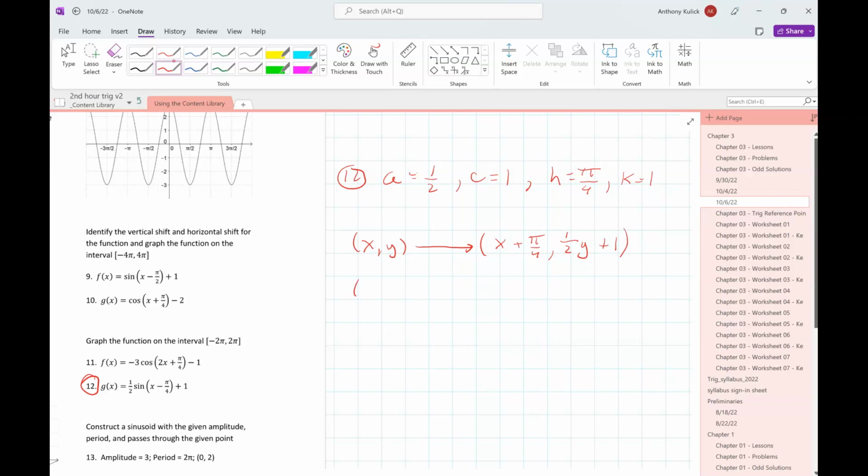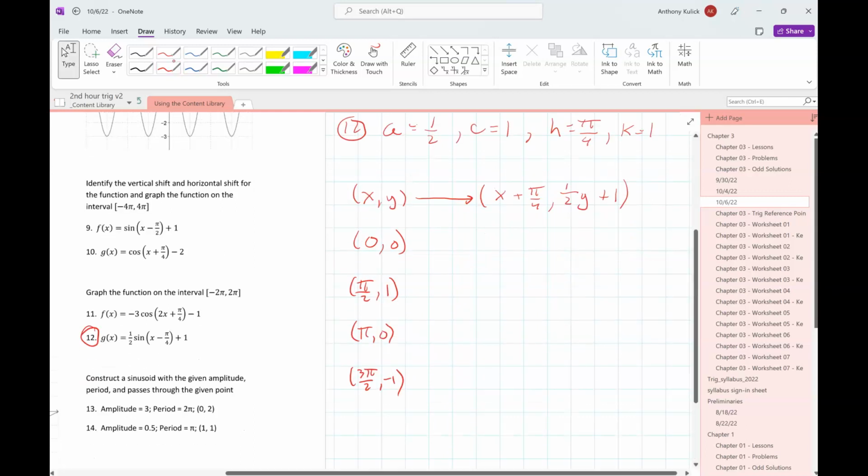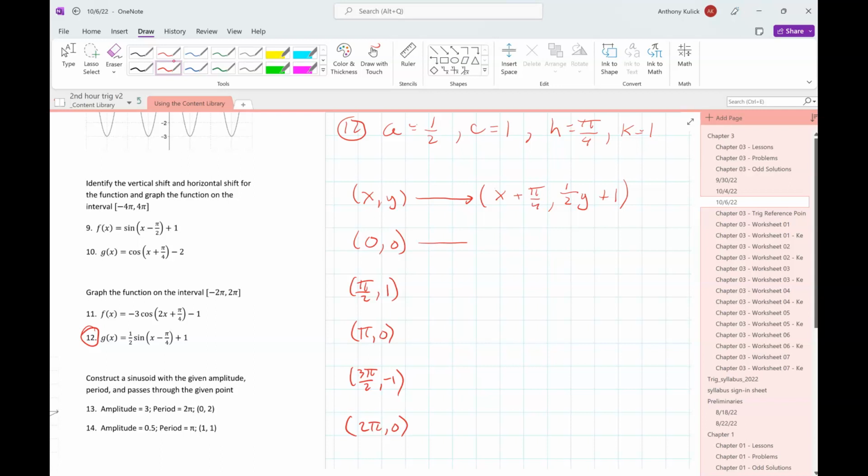Since this is a sine function, I'm going to be using the key points for sine. Those are on that reference points sheet in the content library. For the test, will you give us the reference points? Yes.